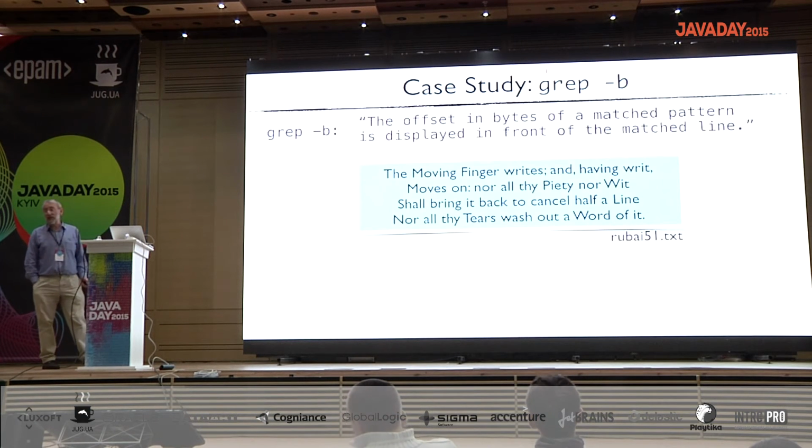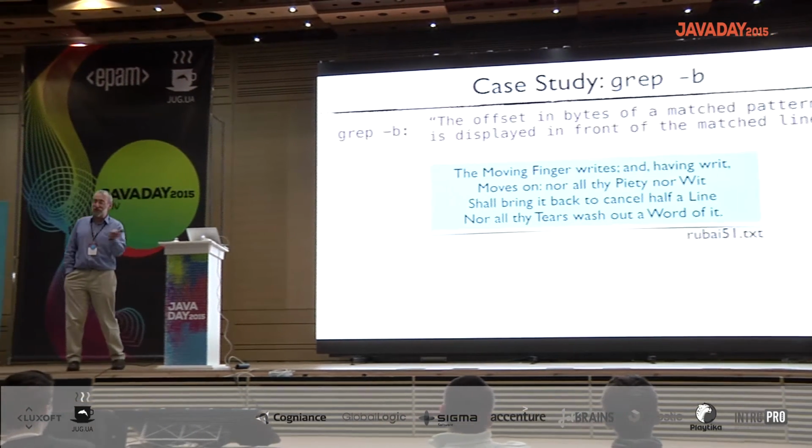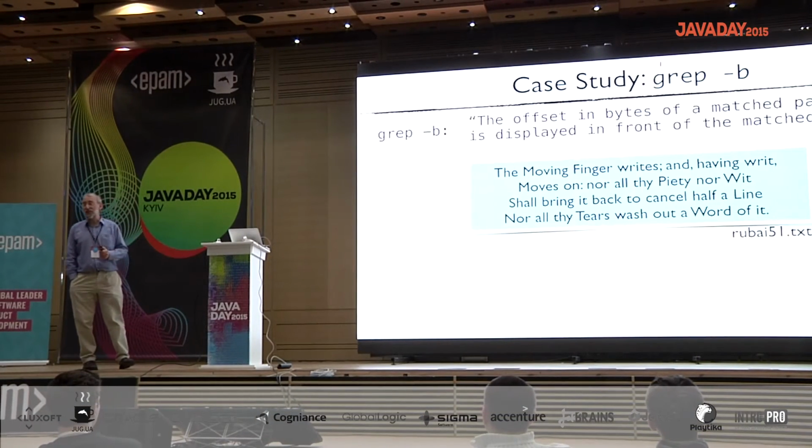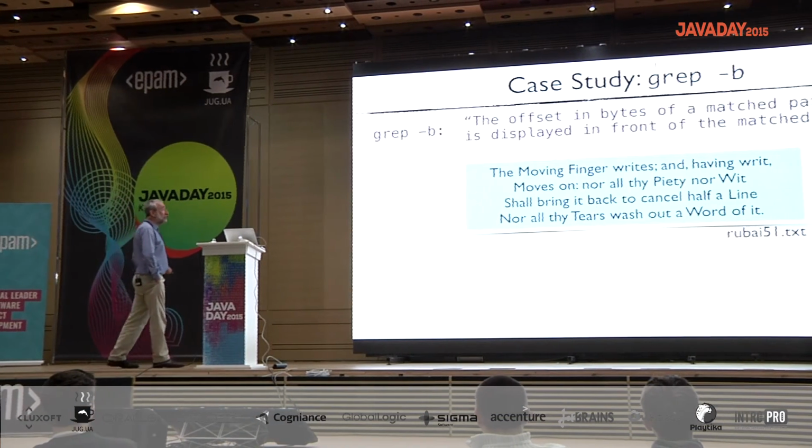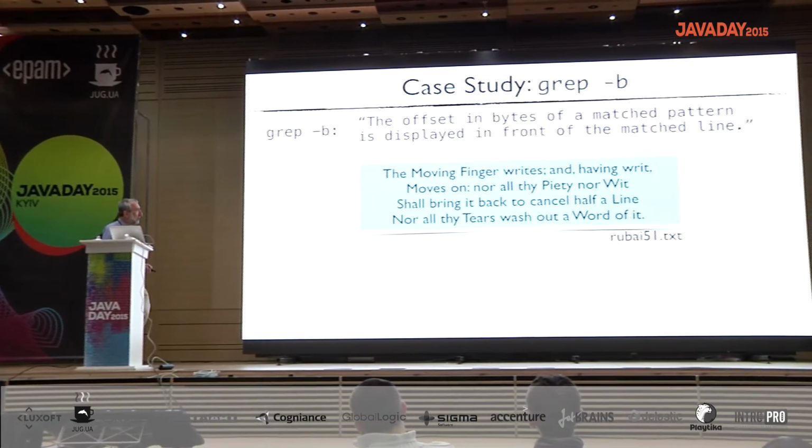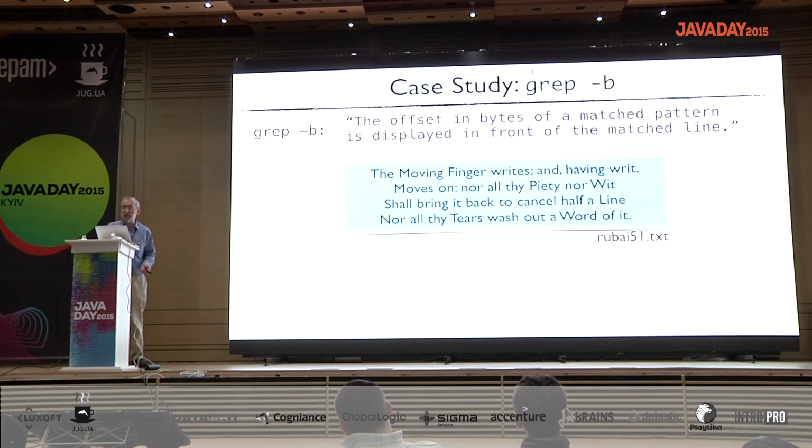So here's my sample code. I included this because, in English, I'm sorry, but okay, there's a little introduction to English literature, or Iranian literature, actually. This is the Rubaiyat of Omar Khayyam. I don't know if it's well known in Ukraine. It's quite well known in the UK. And I love this verse. It's obviously about how you can't go back in time and you can't put your mistakes right. The moving finger writes, and having writ moves on, nor all thy piety nor wit shall bring it back to cancel half a line, nor all thy tears wash out a word of it.